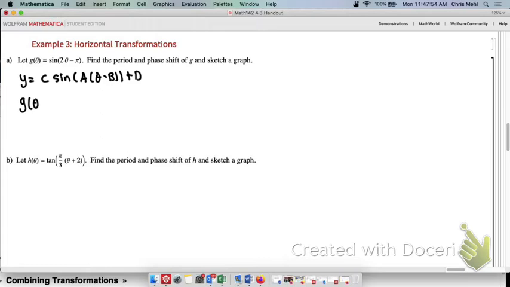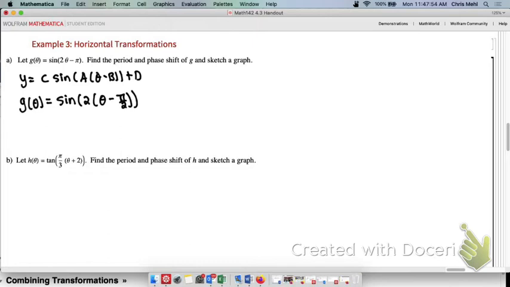So g of theta is probably better written by factoring a 2 out of the inside of the parentheses. Since it's 2 theta minus pi, factoring out the 2 is going to give us sine of 2 times theta minus pi over 2. If I distribute the 2 back through, I should get what I started with: 2 times theta is 2 theta, and 2 times negative pi over 2 gives me minus pi.